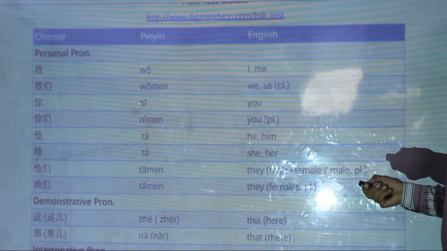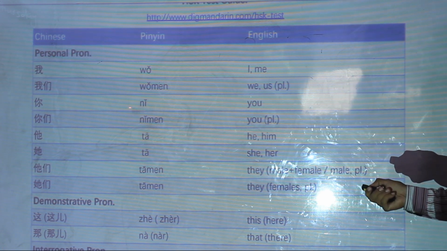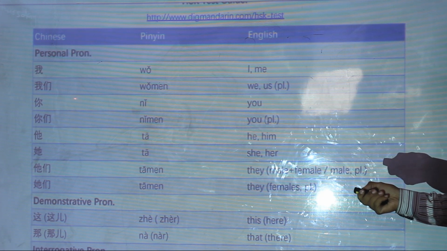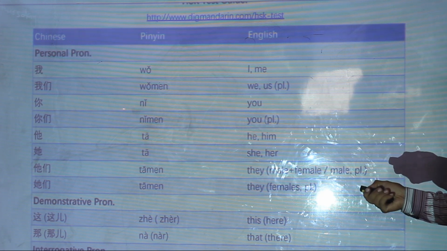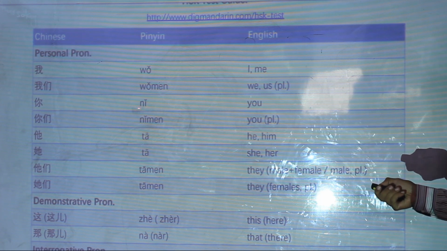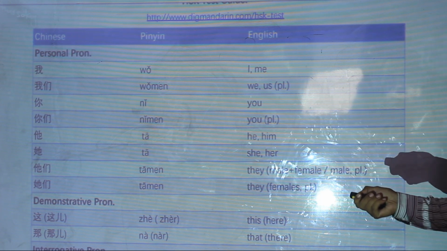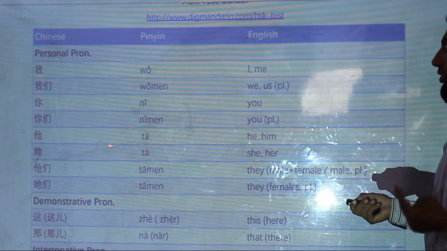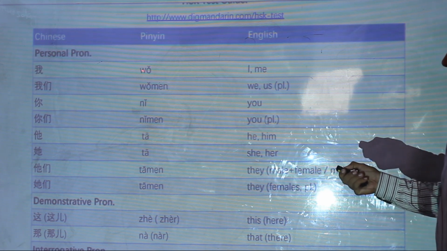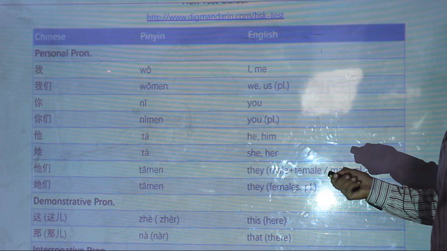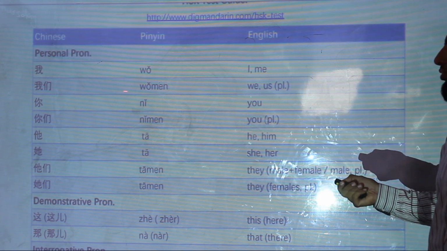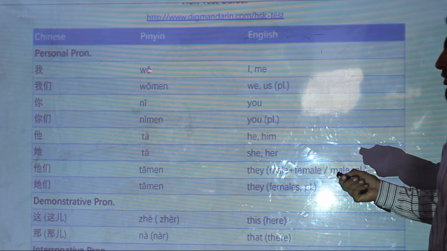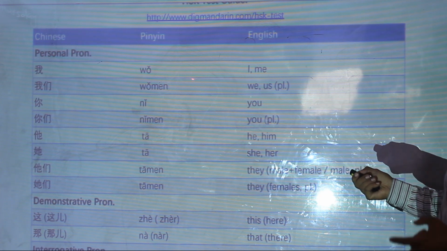The third one is ni. Ni. You're looking at the third tone. The shape of the third tone is a V shape. Wo is also third tone. We always put tones on the vowels. O is a vowel. This is also third tone. You're looking at the third tone on the O.